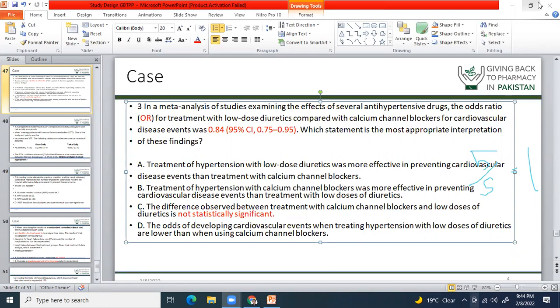Is there a value of 1? Then how is it C? A. Exactly. The answer is A, because it is telling you the treatment. I told you if it is less than 1, it means the association is lesser. So the low dose diuretic is lesser than that of calcium channel blocker. Yes.